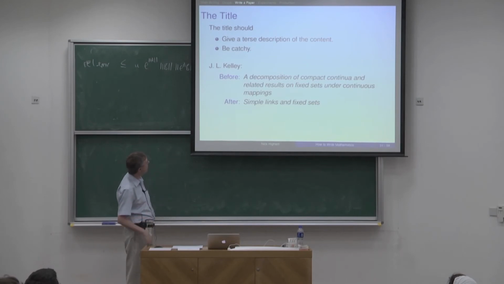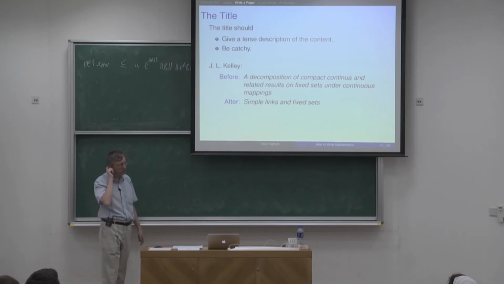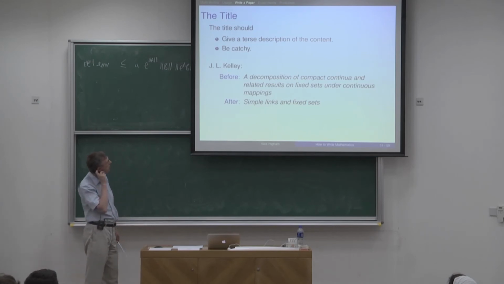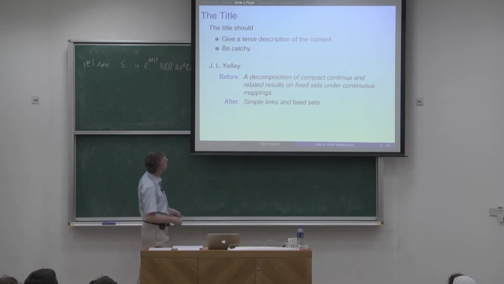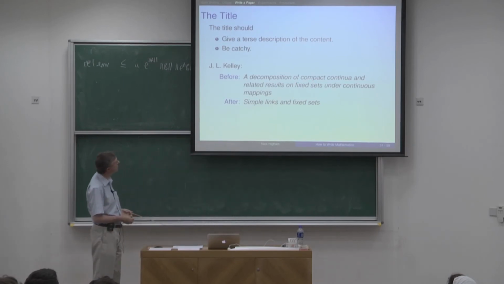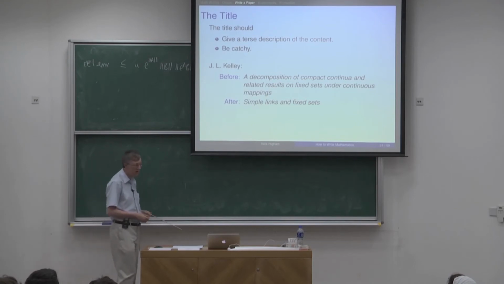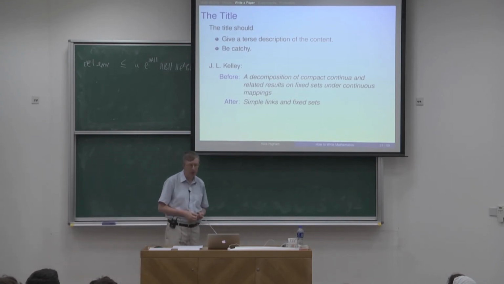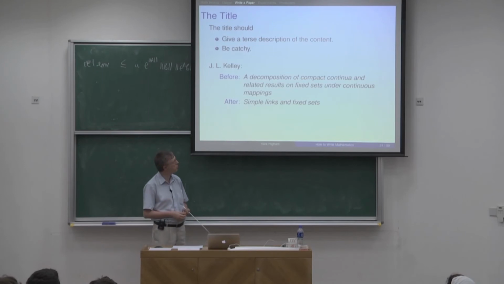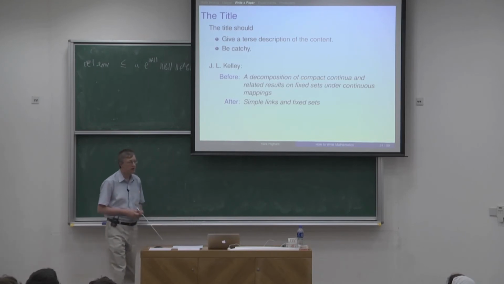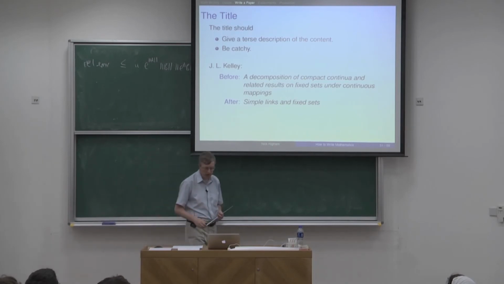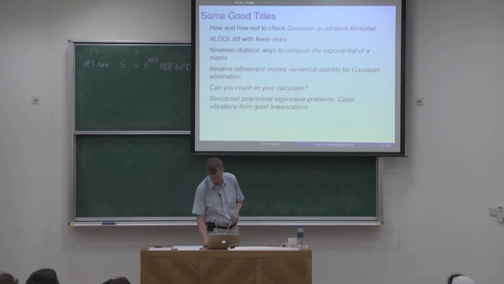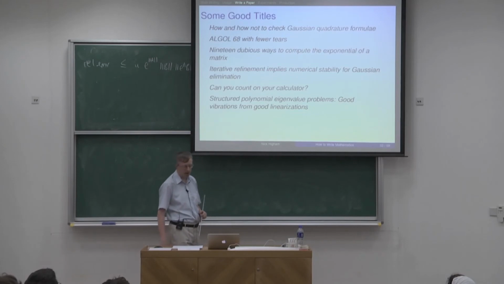So Kelley, who was a topologist at Berkeley, has this great example that Paul Halmos mentioned, of someone who had a title of a paper, a decomposition of compact continua and related results on fixed sets under continuous mappings. And Kelley said to him, don't put the whole paper in the title. So he then shortened it to simple links and fixed sets. So a title shouldn't be too long, but it does of course have to give some indication of what's in the paper. So here are some good titles I've seen over the years.